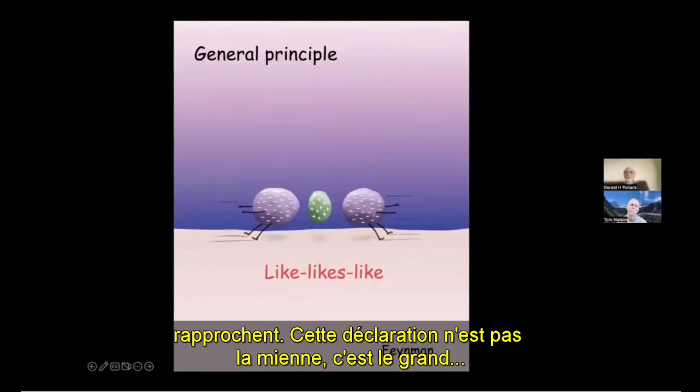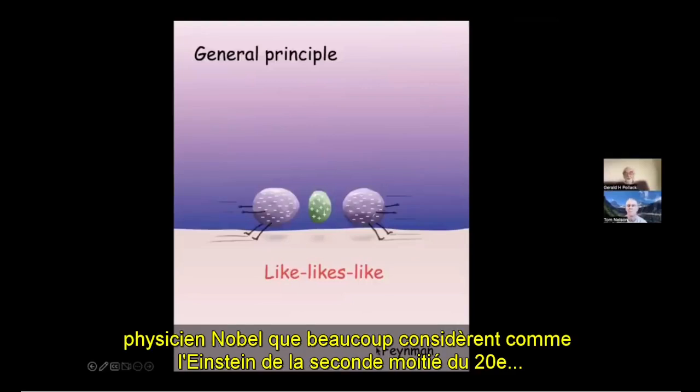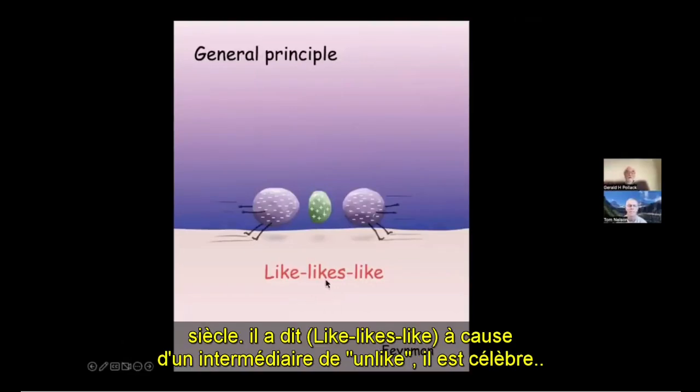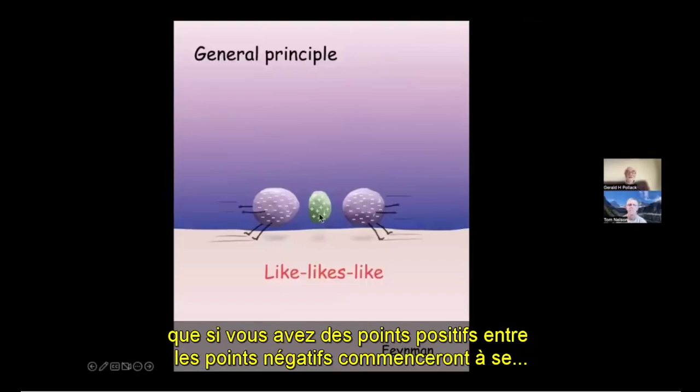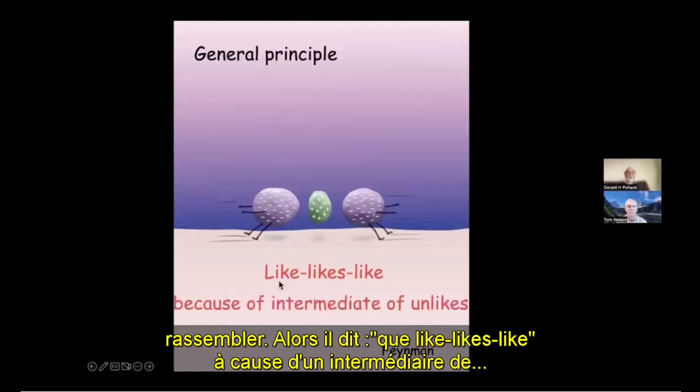His pronouncement, not mine. This is the great Nobel physicist who many consider the Einstein of the second half of the 20th century. He said, "Like likes like because of an intermediate of unlike." He's famous for that, and I think it was even in his Nobel lecture. The idea is that if you have a positive in between negatives, the negatives will begin to come together.